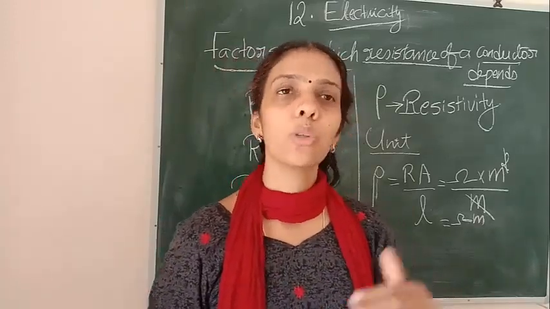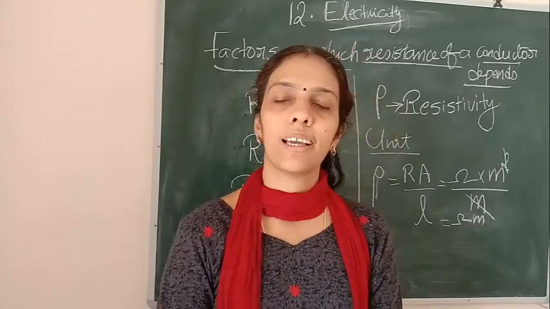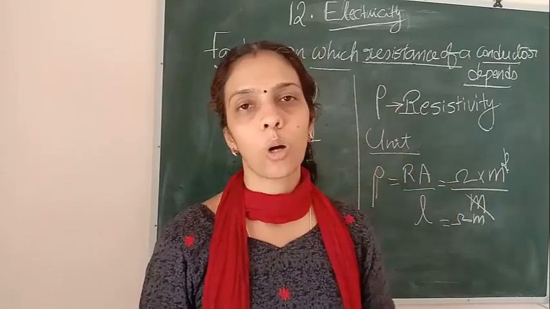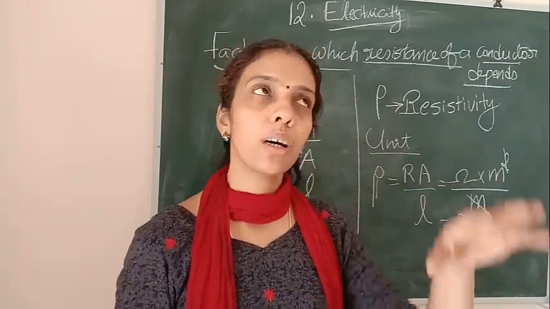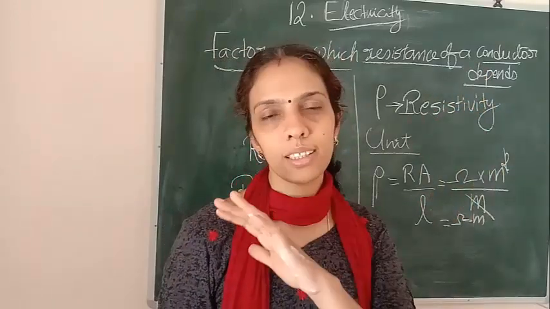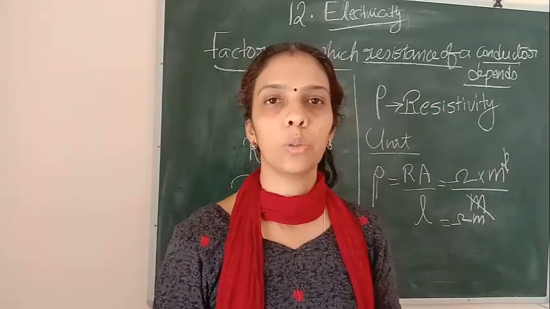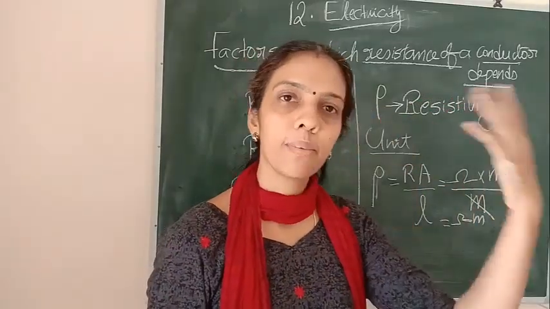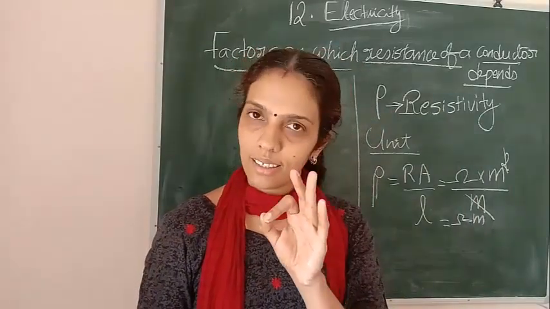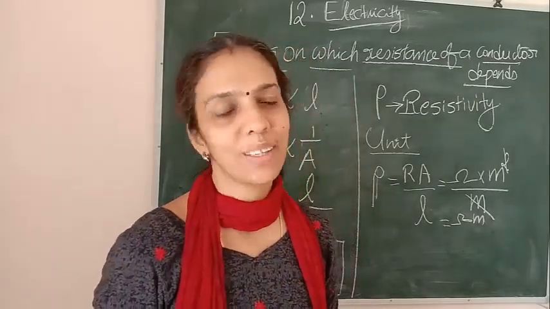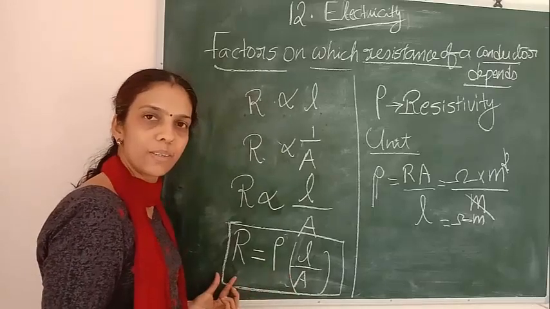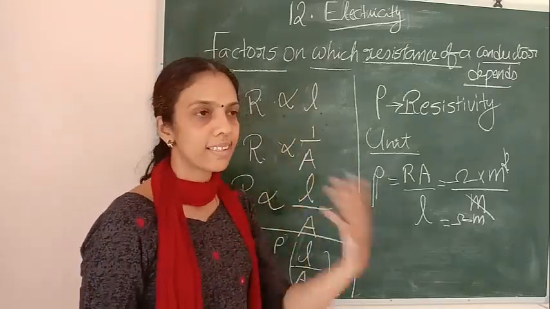Next, look, resistivity is very low in the case of copper. We use 10 to the power minus 8, in that order only resistivity will come. The resistivities of different metals and alloys are given in the textbook, but no need to memorize those things. But you should know, as resistivity increases, what will happen? Resistance will increase. As resistivity decreases, resistance will decrease.